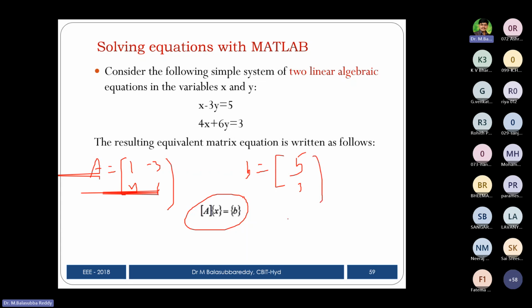Now what is the solution for x? x is equal to inverse of A, I mentioned inverse in the previous slide, multiplied with b, that's it. You will get the x. So x is a vector consisting of 2 rows and 1 column. x of 1 will give the x value, x of 2 will give the y value. So like that we can easily solve.